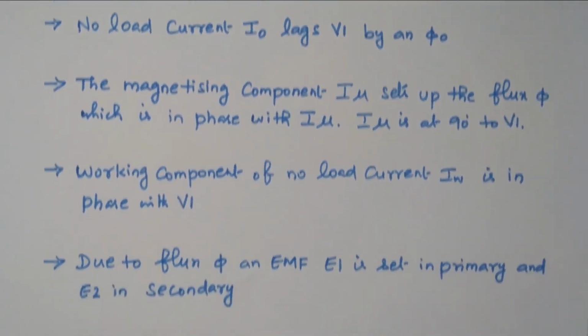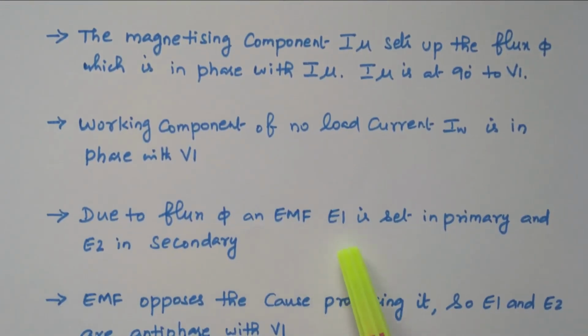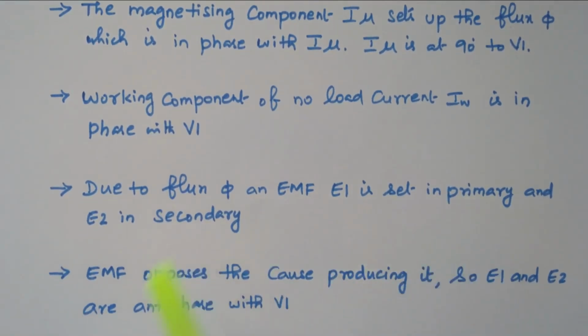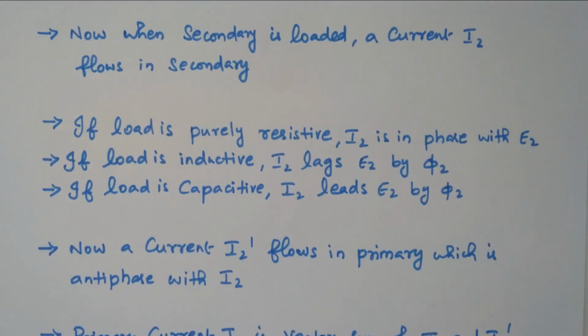Due to flux phi, an EMF is produced, E1 in the primary and E2 in the secondary. Due to the flux, we have induced EMFs E1 and E2 in the primary and secondary. EMF opposes the cause producing it, so E1 and E2 are in anti-phase with V1.